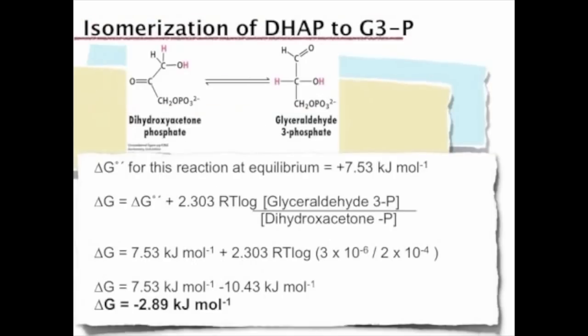So let's look at the isomerization of dihydroxyacetone phosphate to glyceraldehyde 3-phosphate. The delta G naught prime for this reaction at equilibrium is plus 7.53 kilojoules per mole, and so in the beaker you will not have dihydroxyacetone phosphate yielding glyceraldehyde 3-phosphate. Instead, you'll have glyceraldehyde 3-phosphate yielding dihydroxyacetone phosphate. This reaction is going to want to go in the reverse direction.